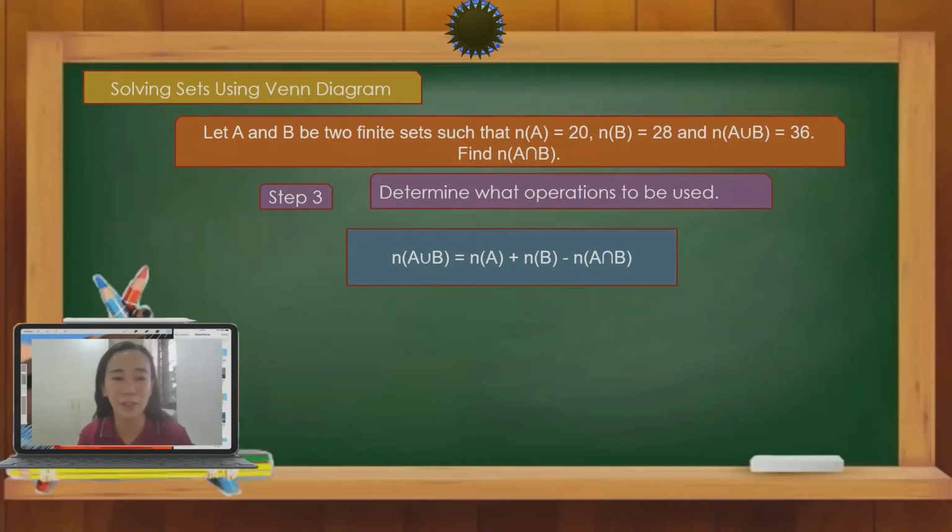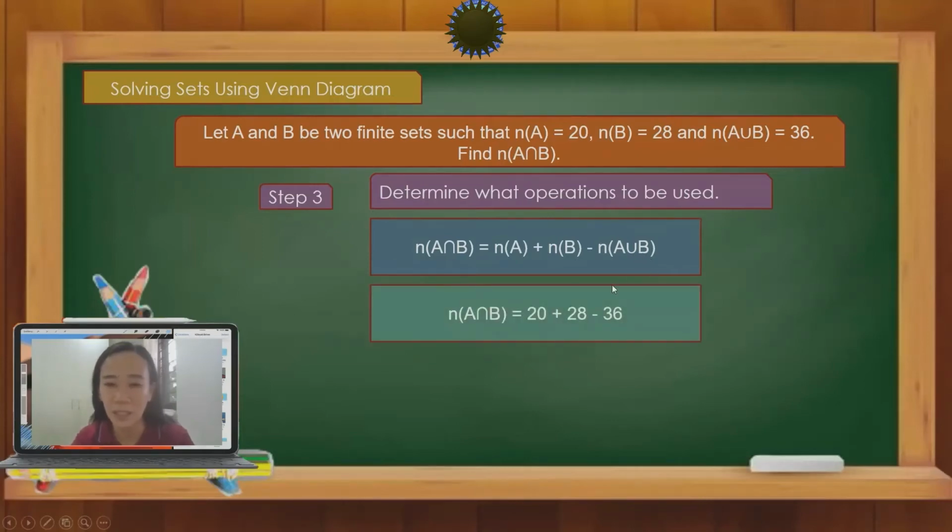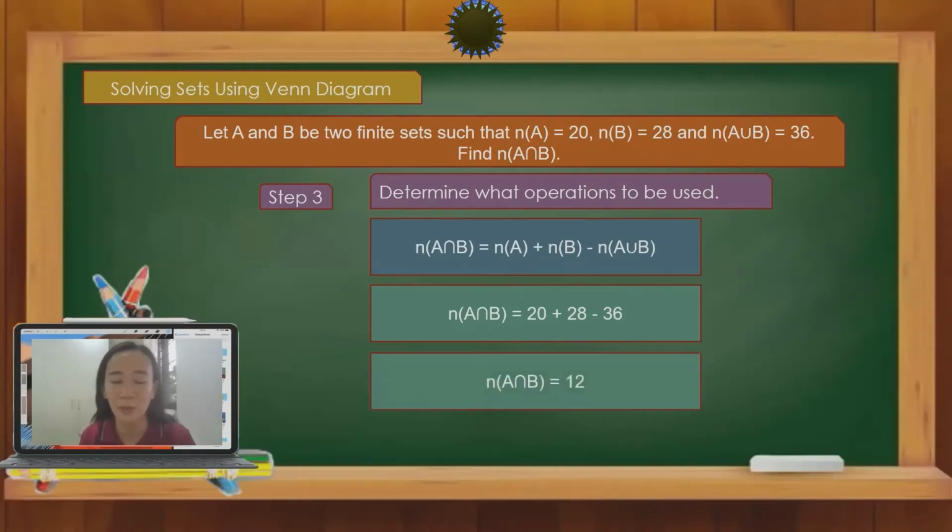Since we are looking for the intersection of A and B, then that will be the intersection of A and B is equal to the cardinality of A plus the cardinality of B minus the union of A and B. Let us use this formula to answer the problem. So we have 20 plus 28 minus 36. So the intersection of A and B is equal to 12.